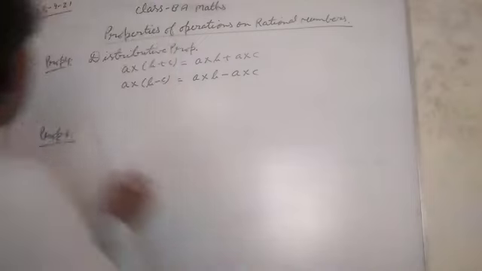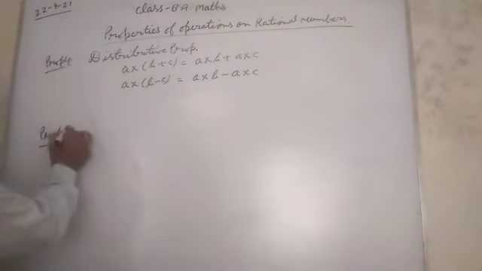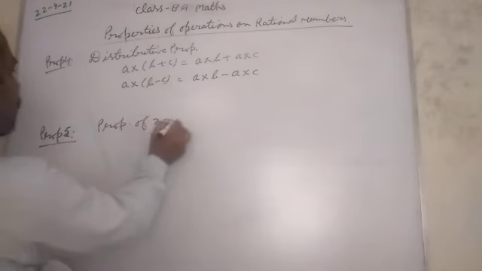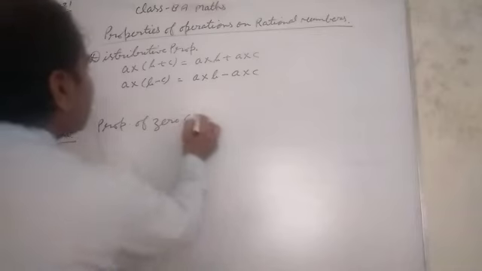Fifth one, property of zero, or additive identity.